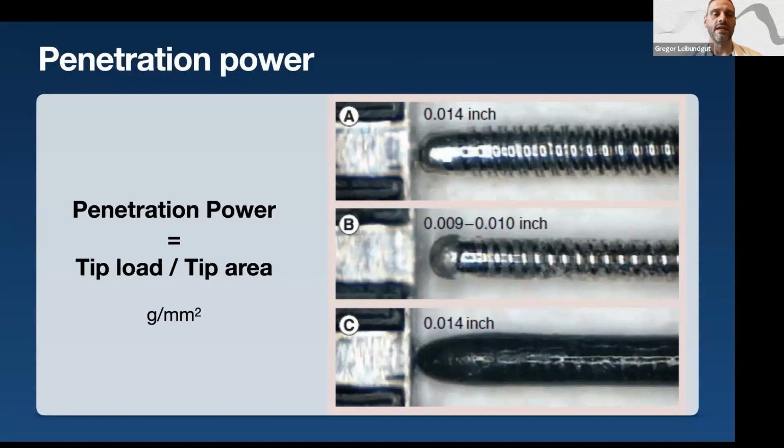Therefore, when you have a very tip loady wire and you have a pointy tip at the same time, you will end up with a higher penetration power than when you have the same wire with a rounded tip. And here you can see in comparison a workhorse on top, and in the middle, that's a taper tip Confianza Pro, and then at C, that would be the Pilot 200 with that pointy tip. And you can imagine that you have a higher tip penetration power, even though the tip load is only around 4 grams.